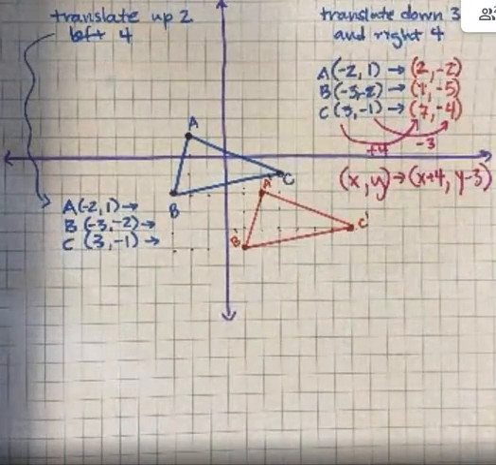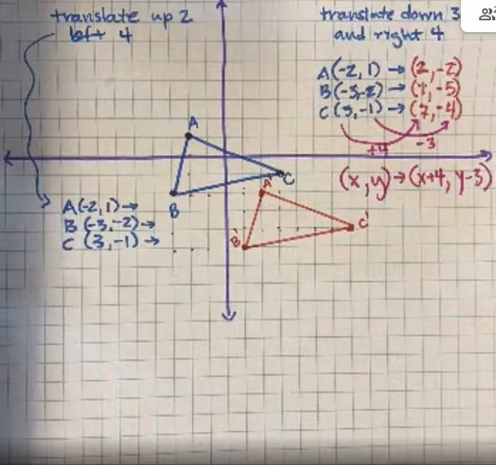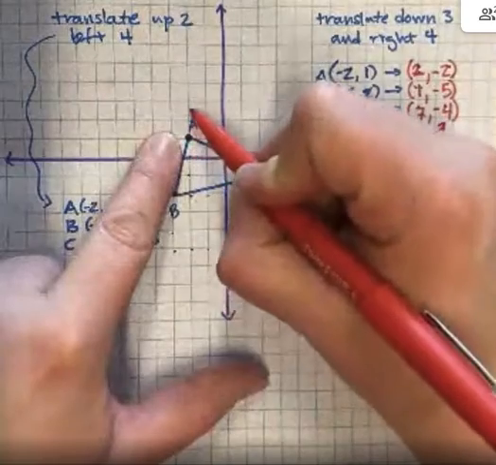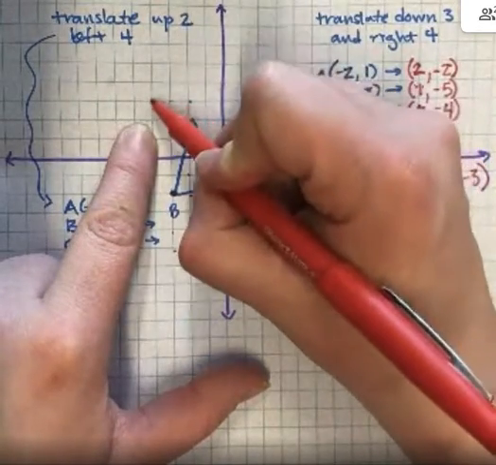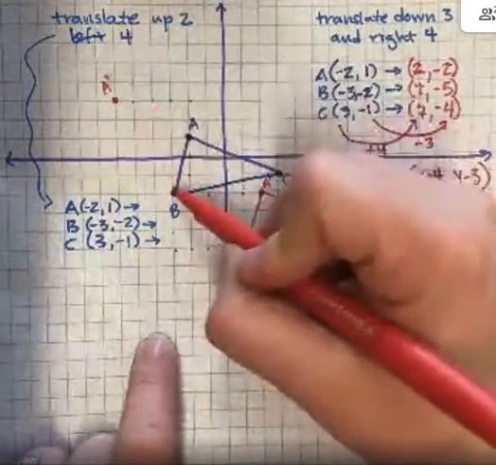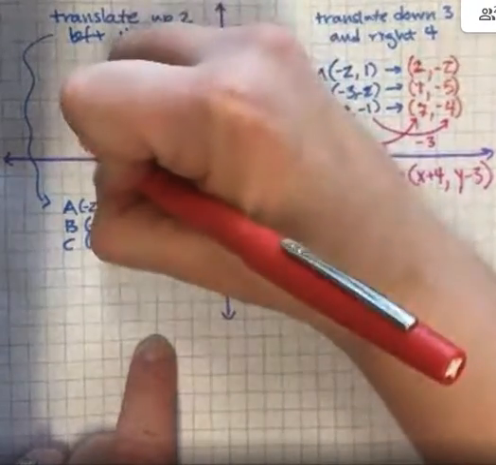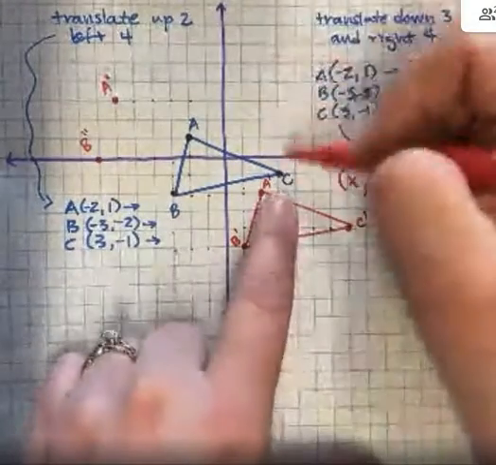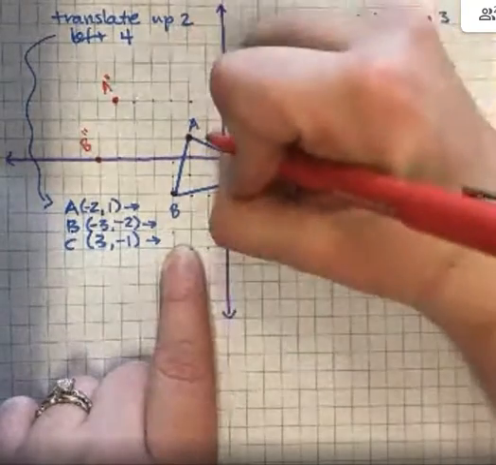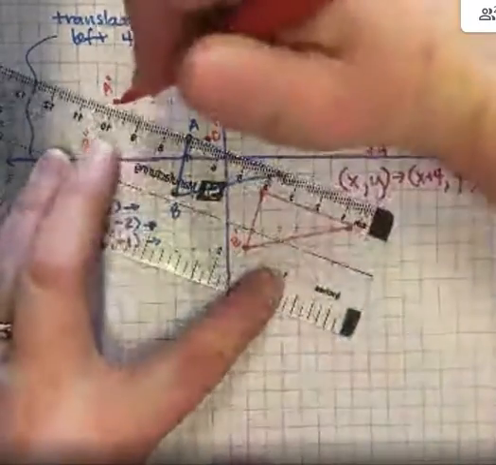Now let's see if we have a similar sort of rhyme or reason to this next one. I'm going to do the same thing, except I'm translating up 2 units and to the left 4 units. So A becomes up 2 units, to the left 4, 1, 2, 3, 4. And here's my new A double prime point. B, up 2 units, to the left 4, 1, 2, 3, 4. B double prime. Hopefully I don't make any mistakes with this. C, up 2 units, 1, 2, to the left 4, 1, 2, 3, 4. C double prime. And I'm going to connect these dots.